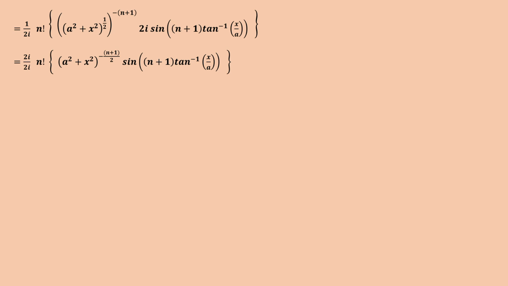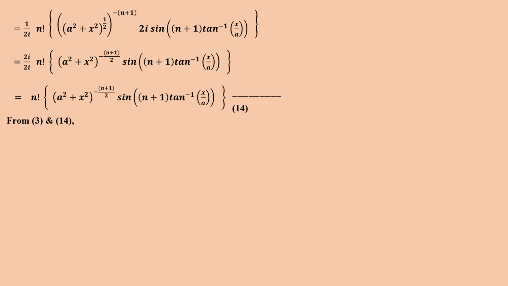So taking 2i outside, 2i by 2i n!. Multiplying the powers of a² + x², you will get (a² + x²)^(-(n+1)/2) sin((n+1) tan⁻¹(x/a)). 2i gets cancelled, giving n! (a² + x²)^(-(n+1)/2) sin((n+1) tan⁻¹(x/a)). That is equation number 14.